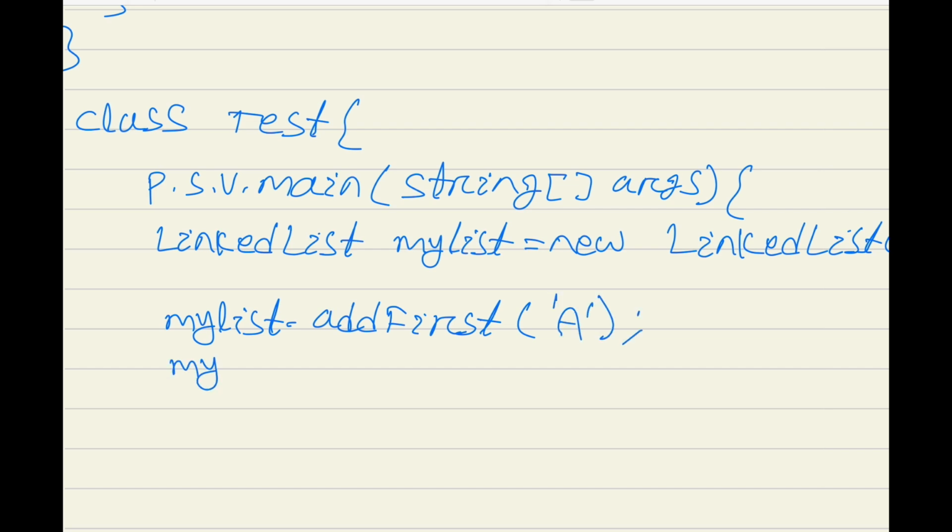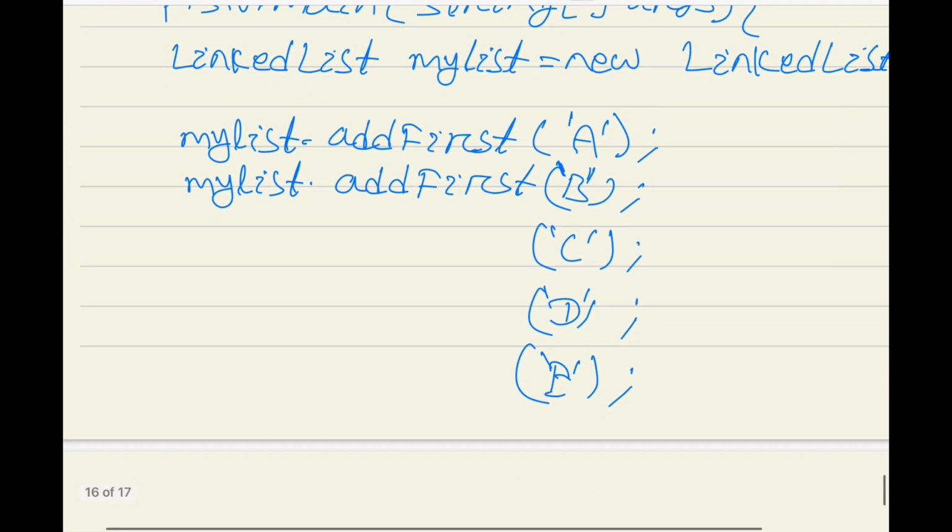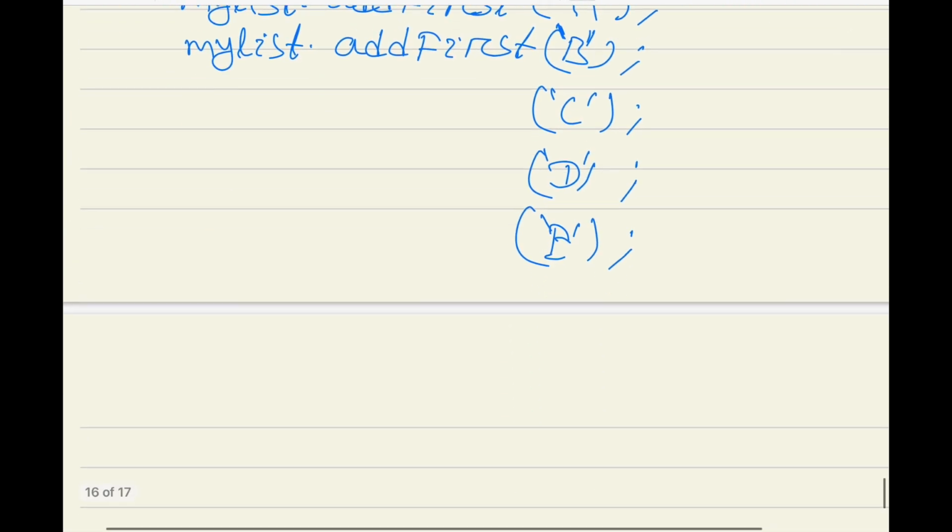So similarly you can write my list dot add first b. So we are writing inside a single quote because all the data are characters. Similarly you can write c, we can write d, we can write e, like this. We can insert the elements into the linked list.